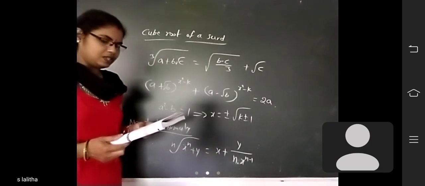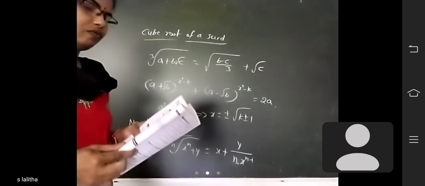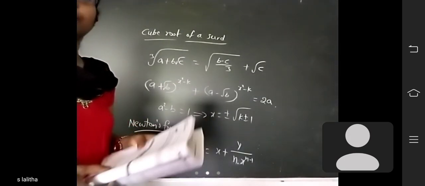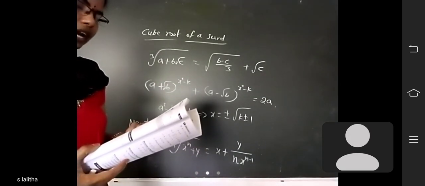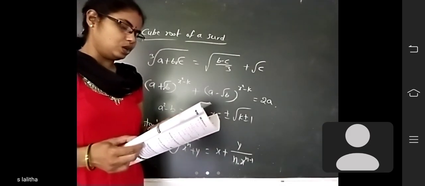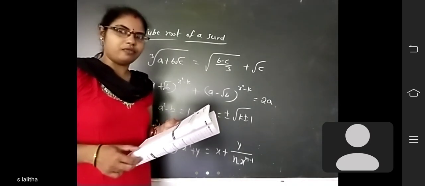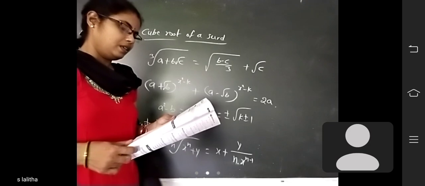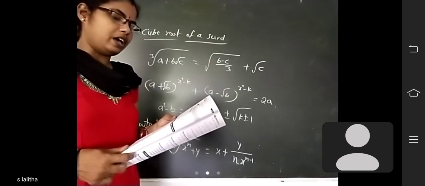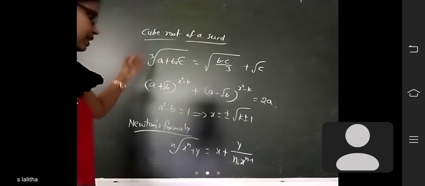See here, example: to find the fifth root of 34. How can you find the fifth root of 34? We know that 2 power 5 is equal to 32, and let x is equal to 32, y is equal to 2. So the fifth root of 2 power 5 plus 2 is 2 plus 2 by 5 into 2 power 4, that is 2 plus 2 by 80. Okay, first we should write this formula.